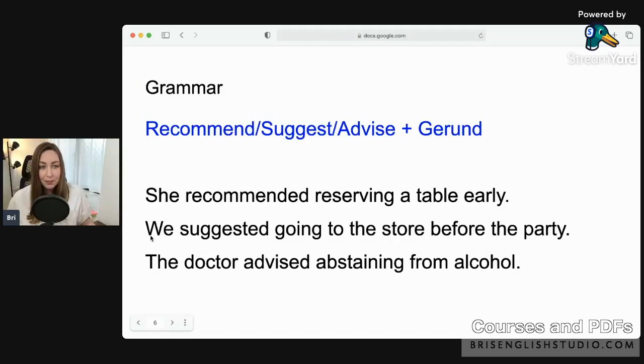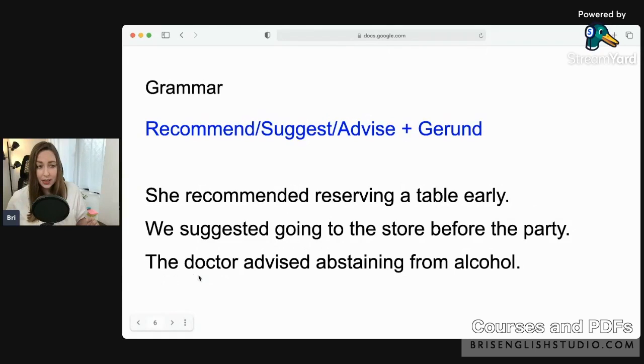The next one, we suggested going to the store before the party. Okay, so remember, suggested is the most informal. So we suggested going to the store before the party. Here we have going, a gerund, okay?